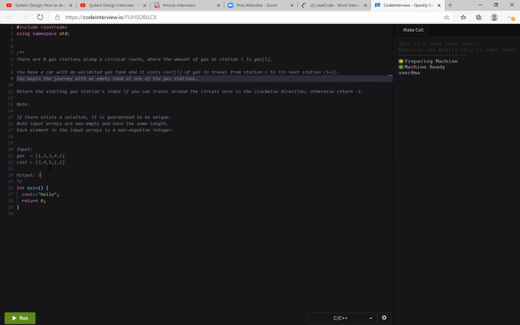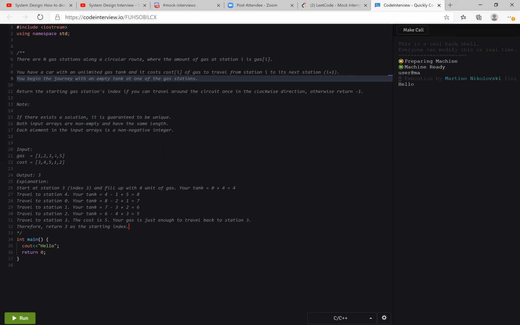So the gas at stations are one, two, three, four, five. Here's an explanation right here. You start at station 3, which is index 3. The input is gas and cost only, but the start point is what I need to return. If you can travel, fill up 4 units of gas. Start at station 3, index 3, which has the gas 4. So 0 plus 4 is 4. Got it. Travel to station 4.